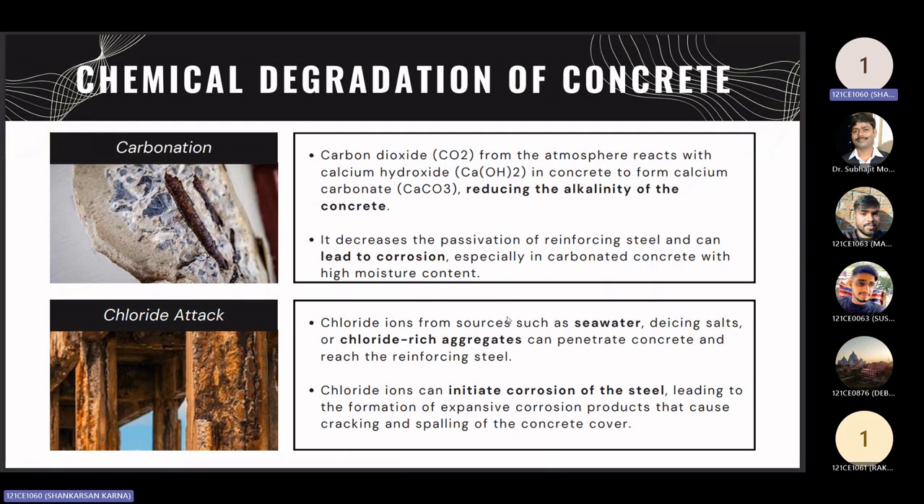Chloride attack is generally caused when the structures are near the sea, sea water, or where any type of industries are present where a lot of chemical effluents are released. So this happens when the chloride ions penetrate into the concrete and reach the steel structures. Now these chloride ions also lead to the corrosion of the steel and hence reduce the whole strength of the steel as well as the concrete.